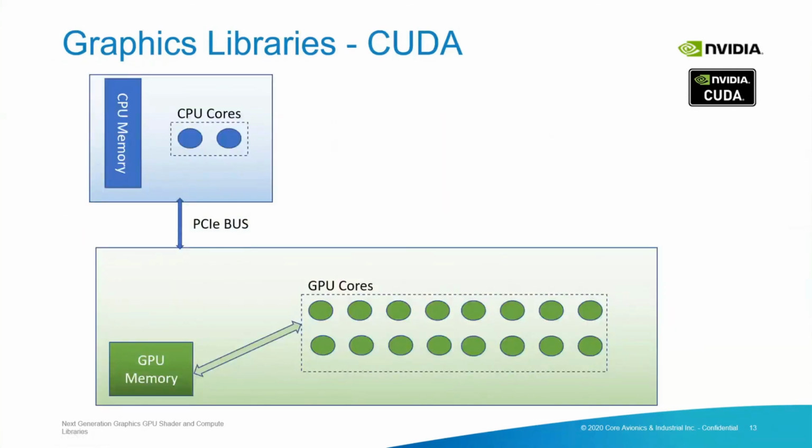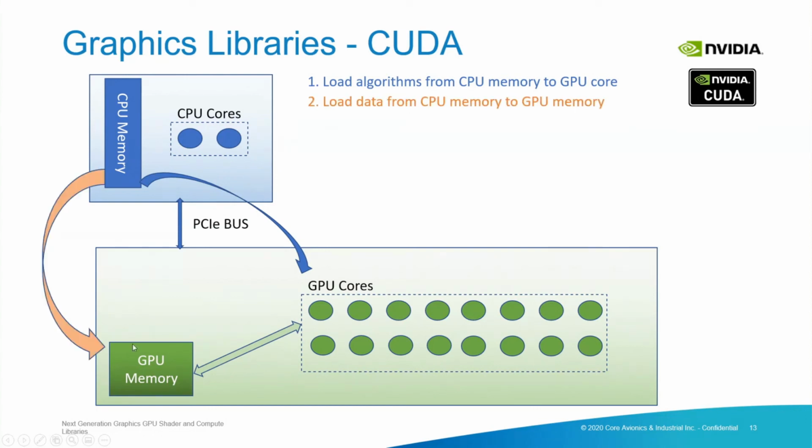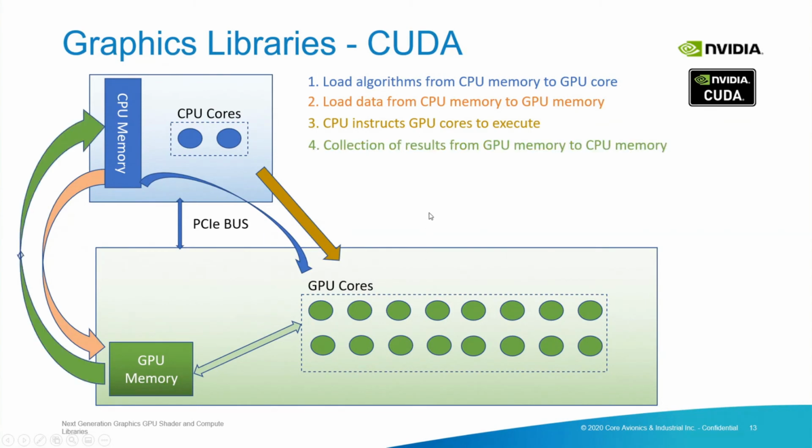So how does CUDA work? It's fairly simple. We have a host computer with a number of cores, and everything in the host computer has to be downloaded or uploaded from the GPU. The first stage is to download the algorithms from the CPU memory on the host to the GPU memory and the cores on the GPU. The next stage is to load data into the GPU memory. Then the next stage is to instruct the cores to execute and process the data that we've given it. And in the end, is the collection of data from the cores that have processed the data.